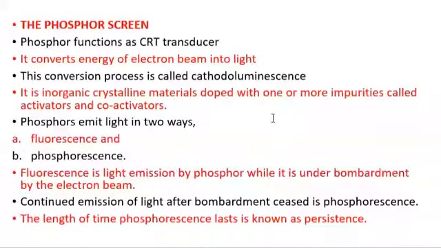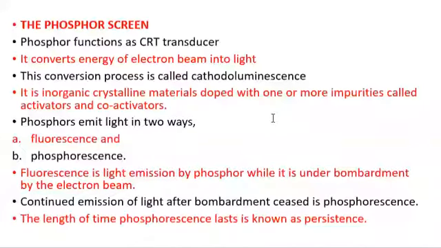And it is an inorganic crystalline material, that is the phosphor itself, and it is doped with one or more impurities, which are called activators and co-activators. And this phosphor, as we said, is the part that emits light. It does that in 2 ways. We have what we call fluorescence, and we have what we call phosphorescence.